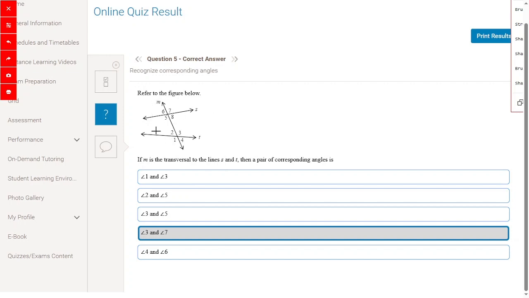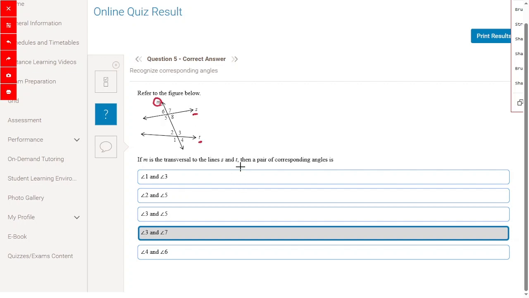Okay. Refer to the figure below. We have this figure. It says M is the transversal to the lines S and T. So M is the transversal to the lines S and T.